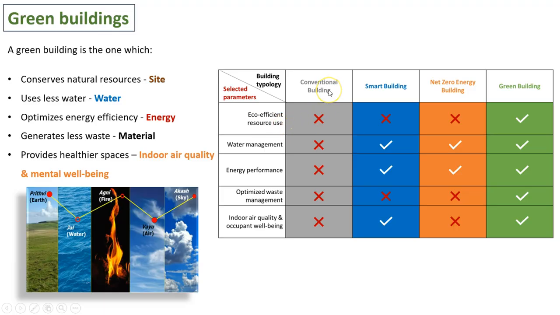If you take a conventional building, a traditional building, and think about eco-efficient resource use, water management, energy management, waste management, and indoor quality and well-being, there is no specific intention. There is no specific addressing of any of these parameters. That's how we build. We have been building buildings like this for quite a long time, right?